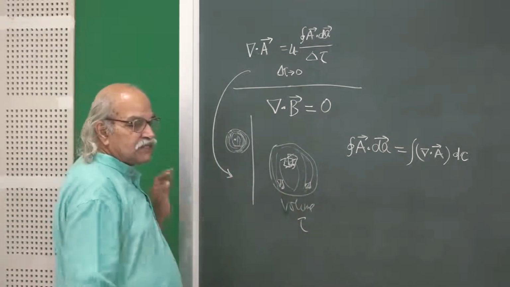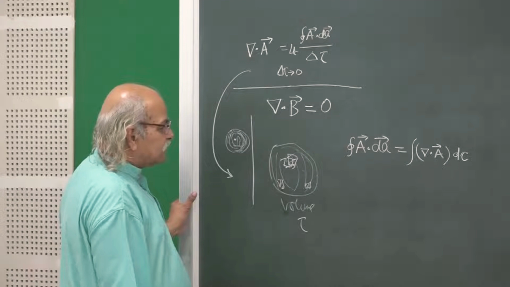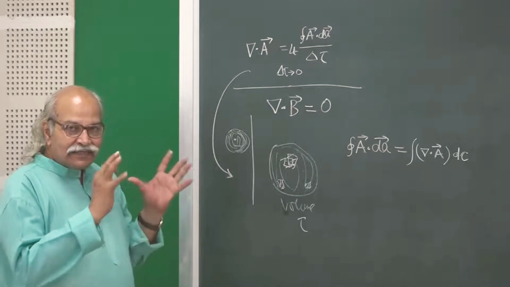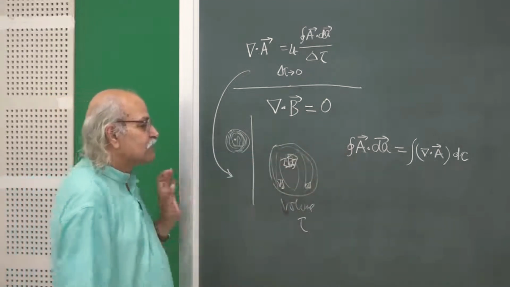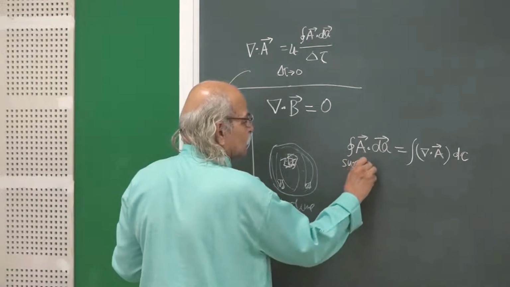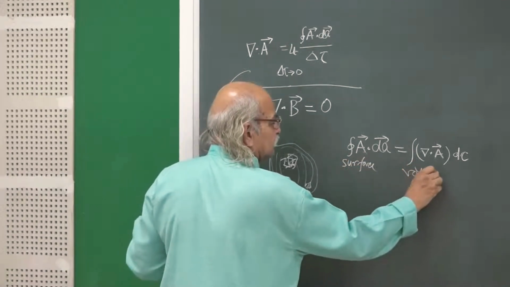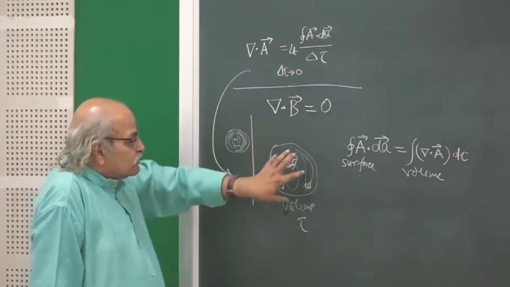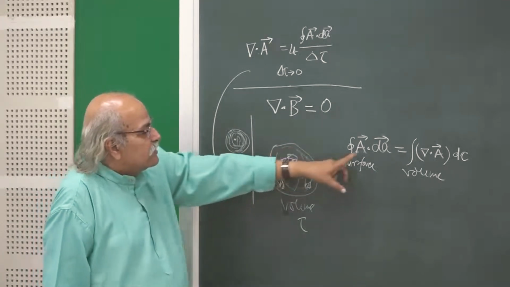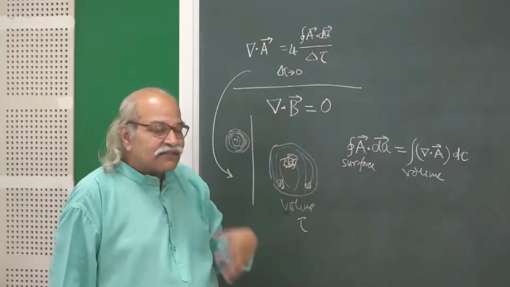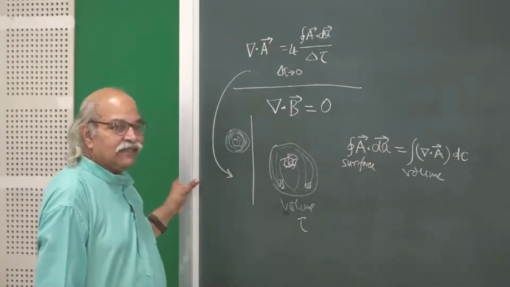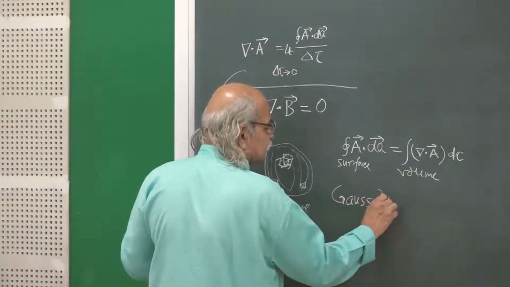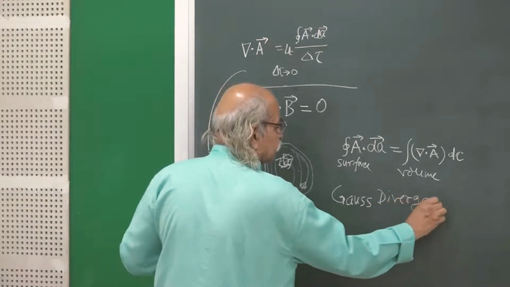of this volume, the outer surface, and on that surface you construct this A dot dA, and then integrate over the entire closed surface. So, this is a surface integration, and this is a volume integration, where you take d tau inside this starting volume that you had taken, and here you take dA, the surface of that, and these two are always equal. And this theorem is known as Gauss divergence theorem.